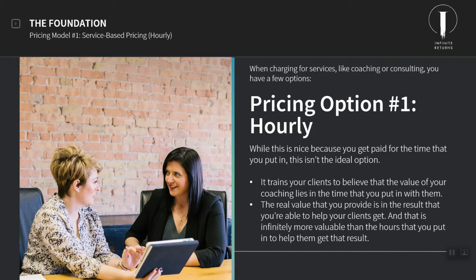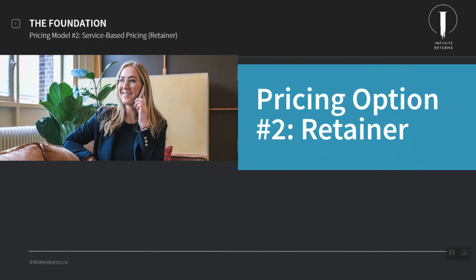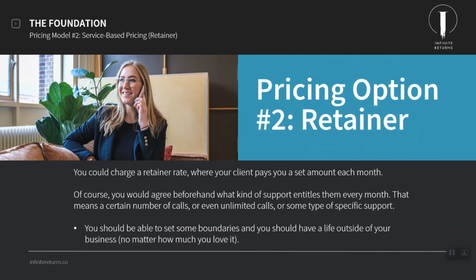I do not like this method. Try to avoid it like the plague. Now, the next one you could do is retainer. This one was very, very powerful for me because what they're paying for here is security, right?